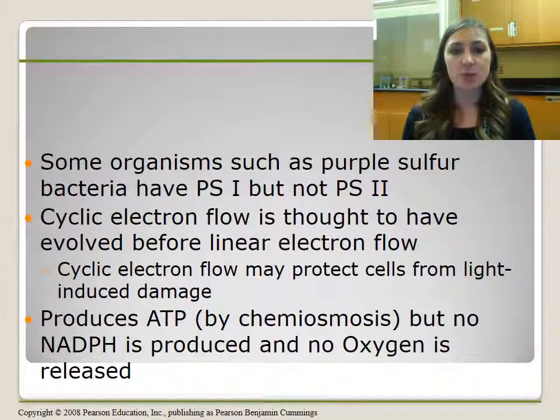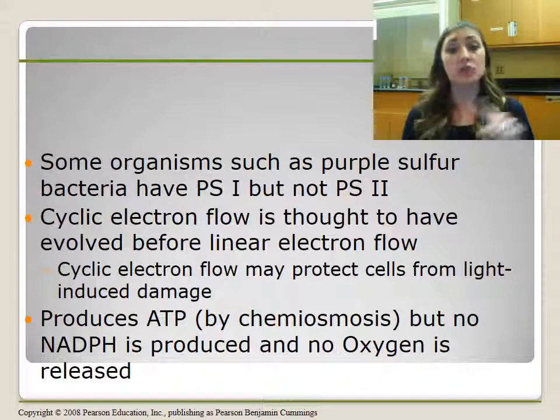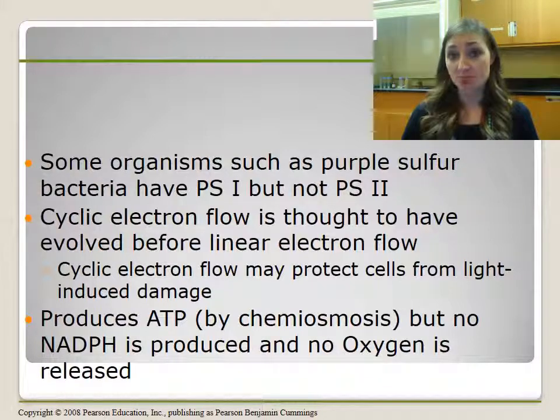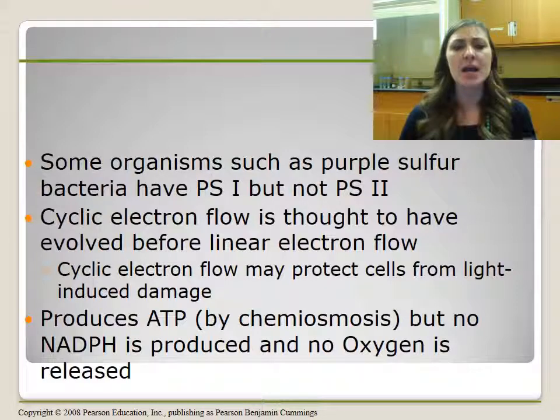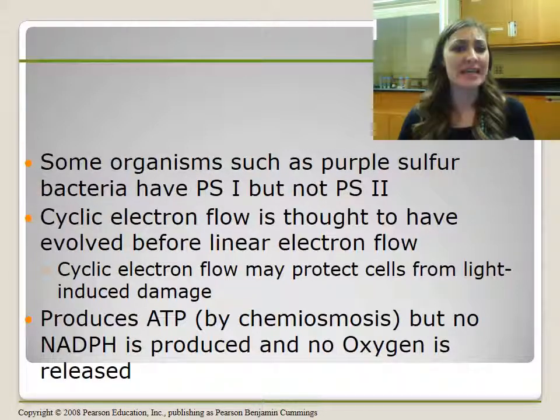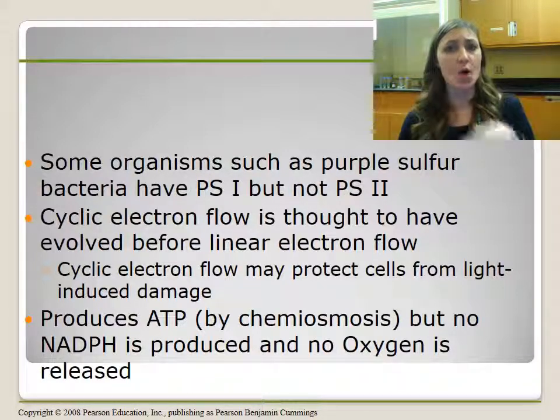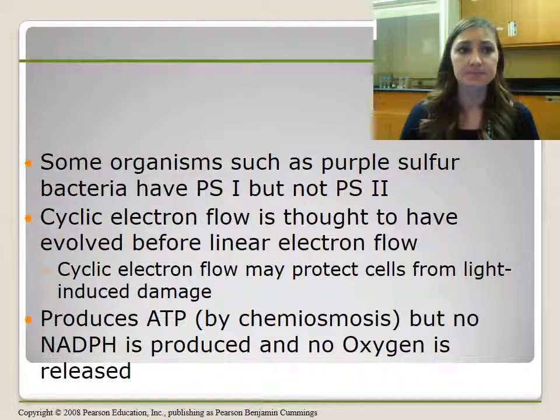Having only a photosystem 1 and not a photosystem 2 means that the only way you're going to generate ATP for photosynthesis is through cyclic electron flow. So it does produce ATP by chemiosmosis, so creating a proton gradient and having those protons flow back through ATP synthase, but you don't produce any NADPH, and therefore no oxygen is produced.